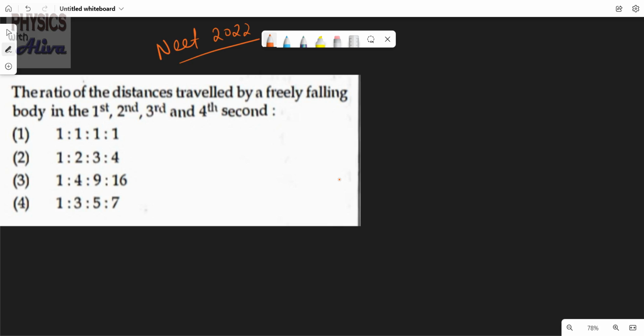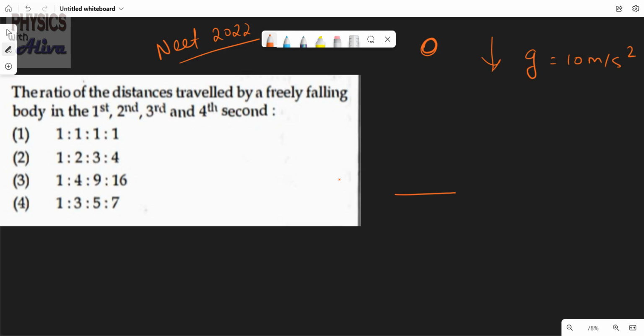Now read the problem. The ratio of the distances travelled by a freely falling body in the first, second, third and fourth second. A body is falling freely. We have to calculate the ratio of the distances travelled by the freely falling body in the first, second, third and fourth second. Suppose the body is falling from here. This is the ground. This body is falling freely and the acceleration due to gravity is 10 meter per second square.